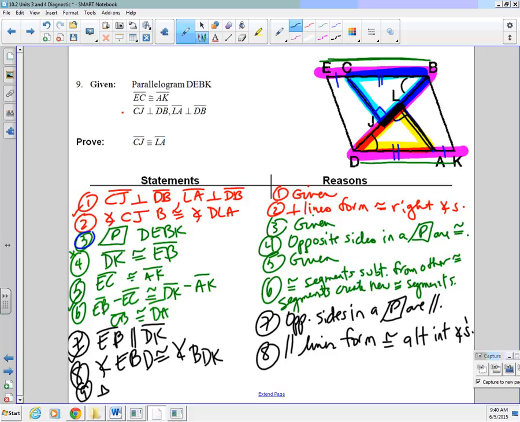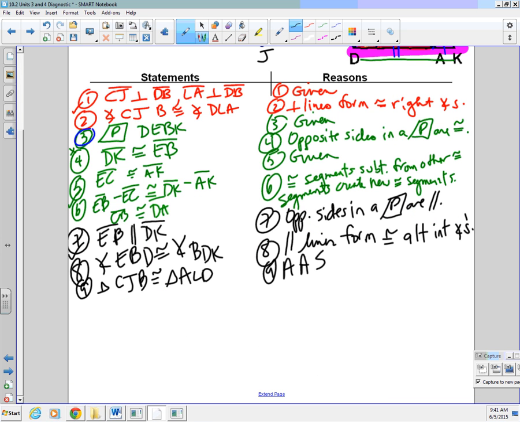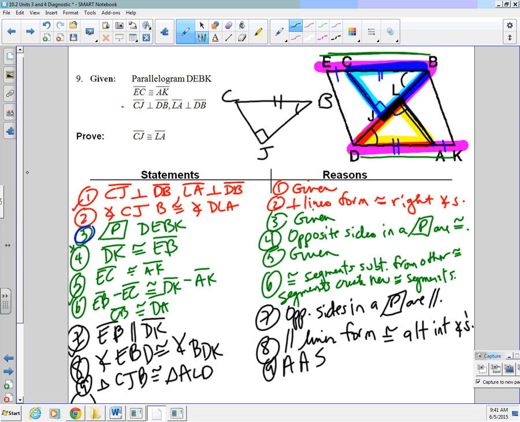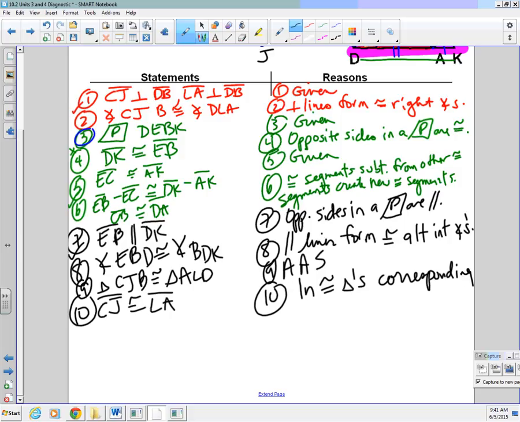So I have triangle CJB congruent to triangle ALD. And that's going to be by angle, angle, side. If you're not sure of that, I'll just draw one of the triangles separately. Here's CBJ. I have a right angle. I have this angle and this side. So this would be angle, angle, side congruence. And 10, well, CJ and LA are just part of those triangles. So this is a pretty easy ending here. I have CJ congruent to LA because corresponding sides of congruent triangles are congruent. And that's it. So hopefully that was good.